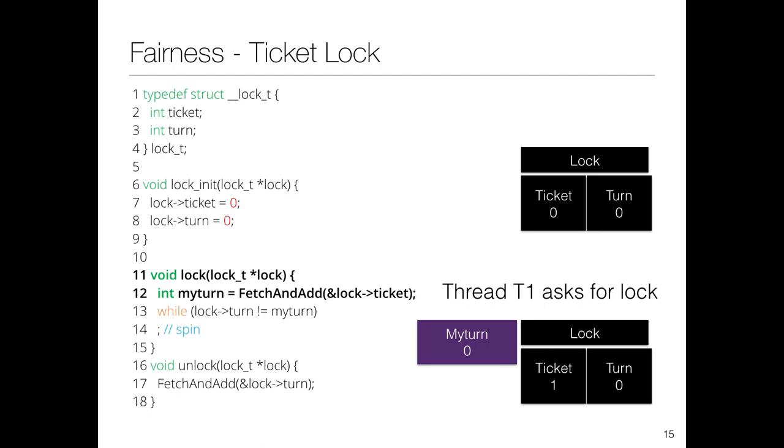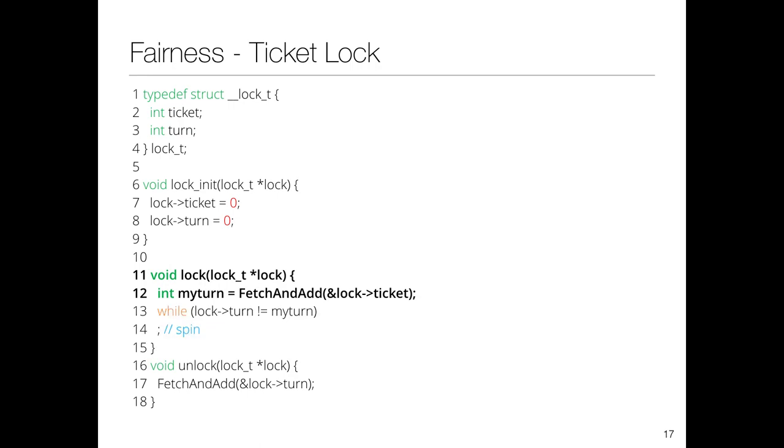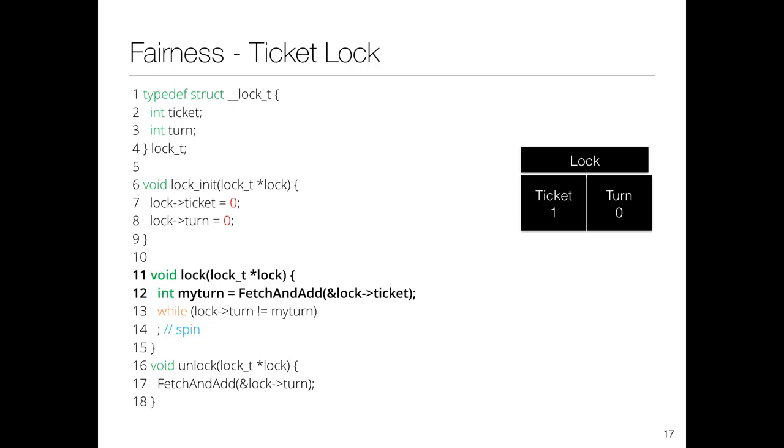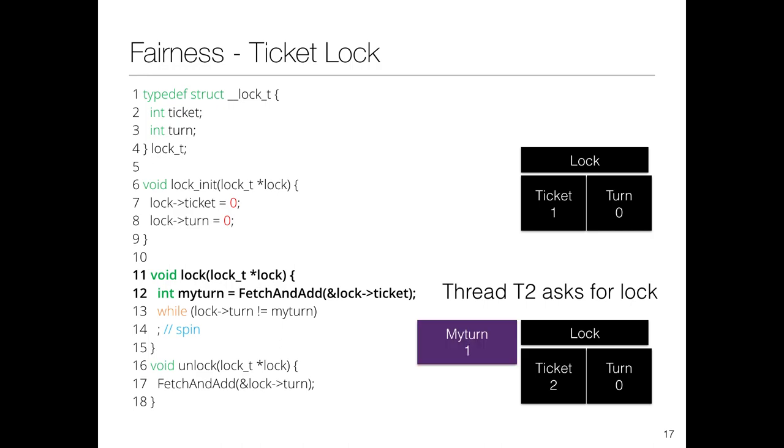Now, if there is any other thread which wants to get hold of the lock, let's say T2 comes in at this point of time, and the state of the lock is ticket is 1, turn is 0. If T2 wants to get access to the lock, first increment the ticket by 1, which now becomes 2, and my turn is basically the value of ticket minus 1 in some sense. So my turn will now be 1, which means that this thread will be the second thread to execute, starting from 0 convention. But it won't be able to execute till the time turn has become 1. And turn will become 1 only when thread 1 unlocks and increments the value of turn.